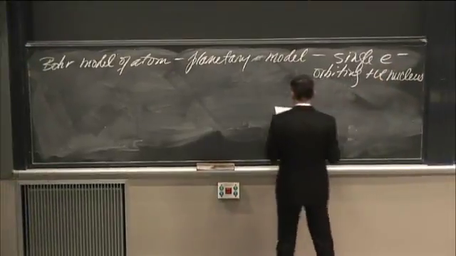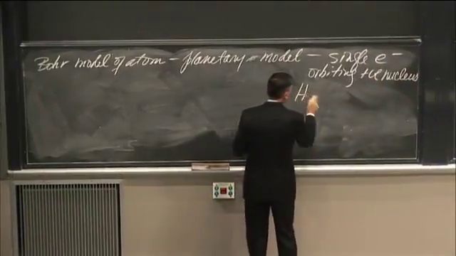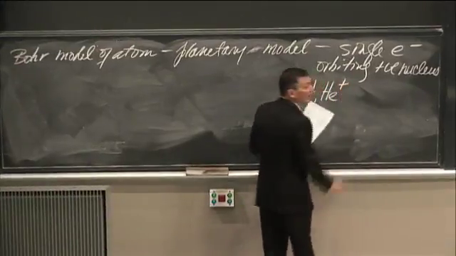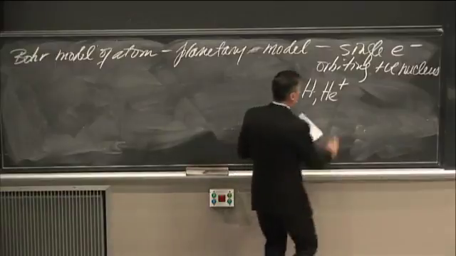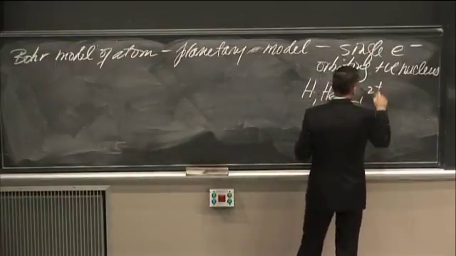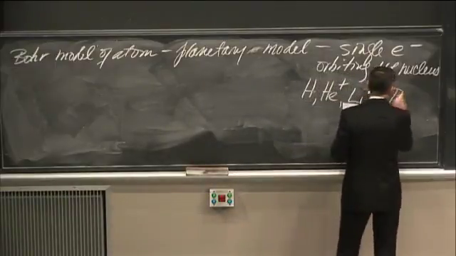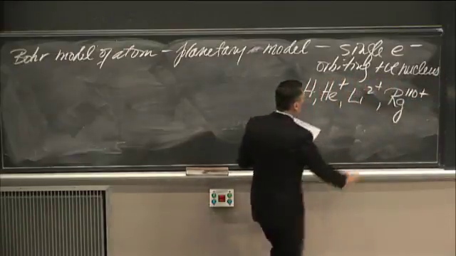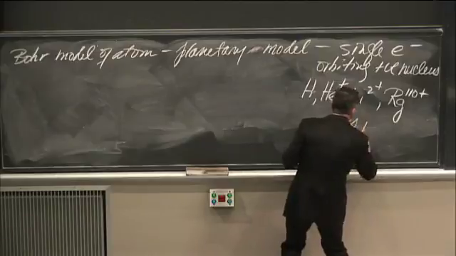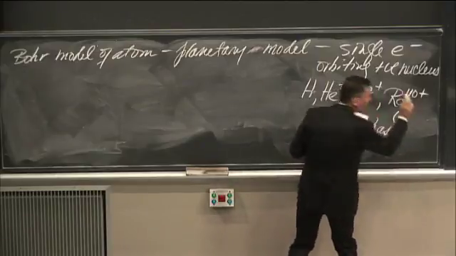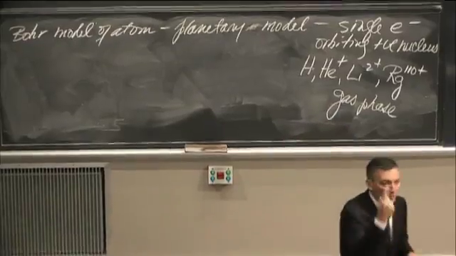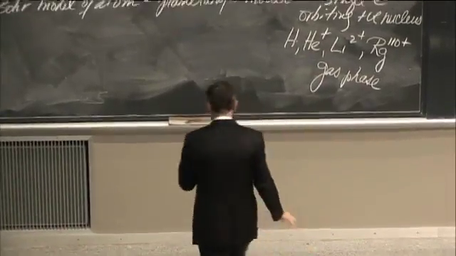So you might say one electron, well, what's that mean? Well, obviously it means atomic hydrogen, but it could mean helium plus. That's a one-electron system. It could mean lithium 2 plus. It could mean roentgenium 110 plus. That's a one-electron system. And this is all gas phase. No solids here. So it's an isolated nucleus with one electron around it. That's how we're going to begin.